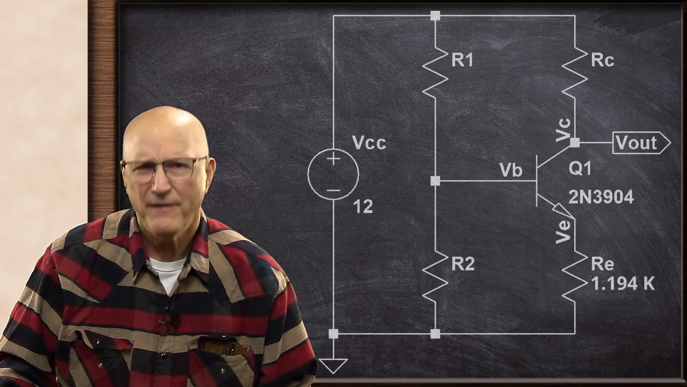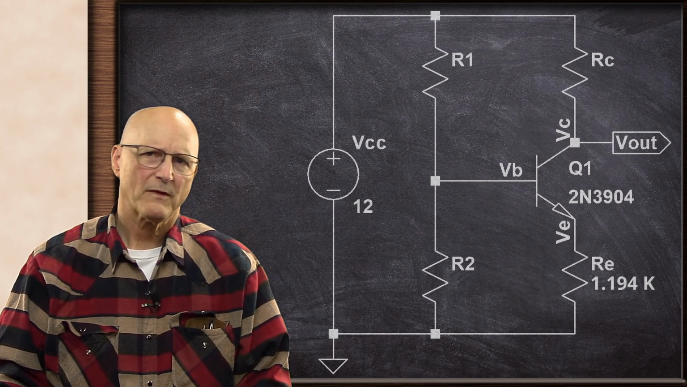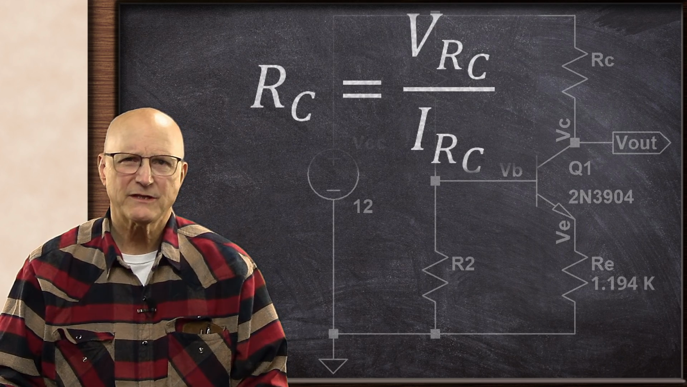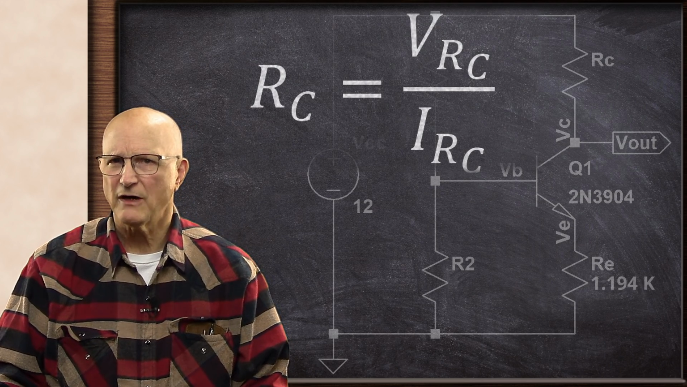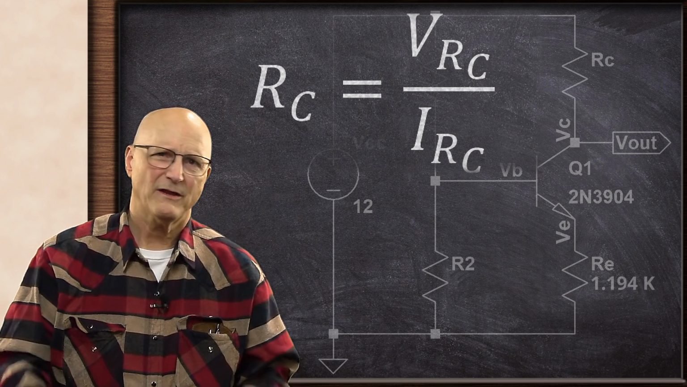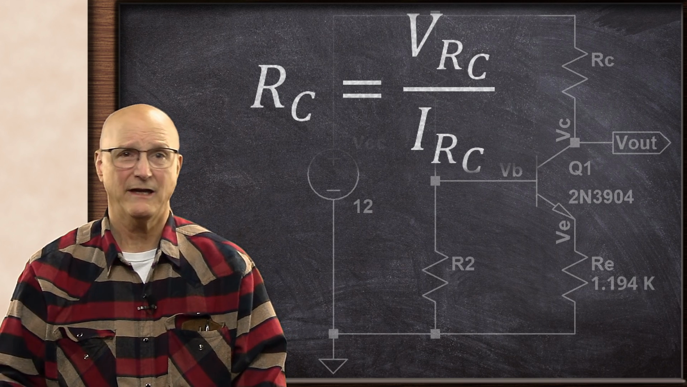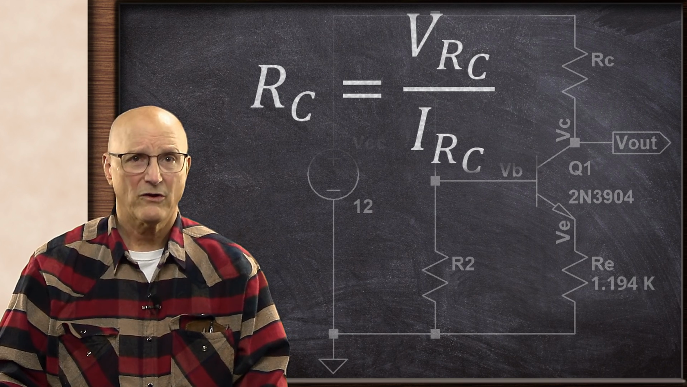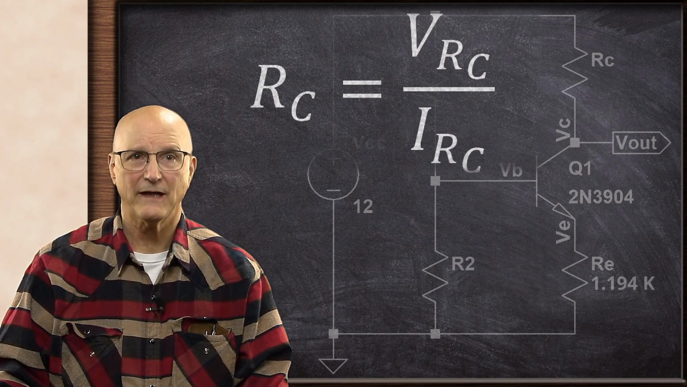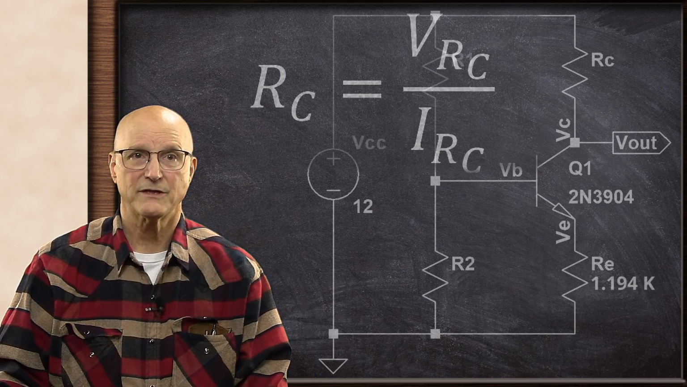Now that we've determined the emitter resistor value, we can turn our attention to the collector. Well, we begin this process by going to Ohm's law to see what we need. According to Ohm's law, the value of the collector resistor is equal to the voltage across it divided by the current through it. But at this point, the only thing we know is the current through it by way of the design constraints. We're going to have to apply Kirchhoff's voltage law around the collector emitter loop to determine the voltage across the collector resistor.